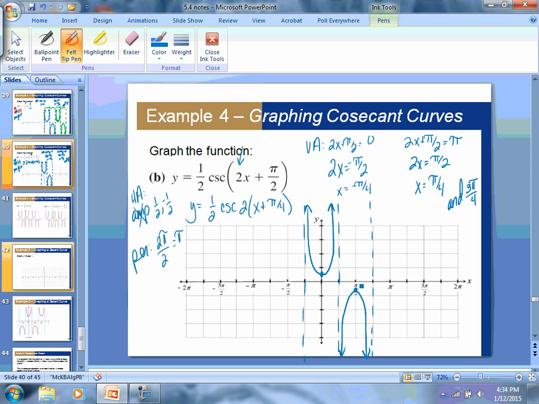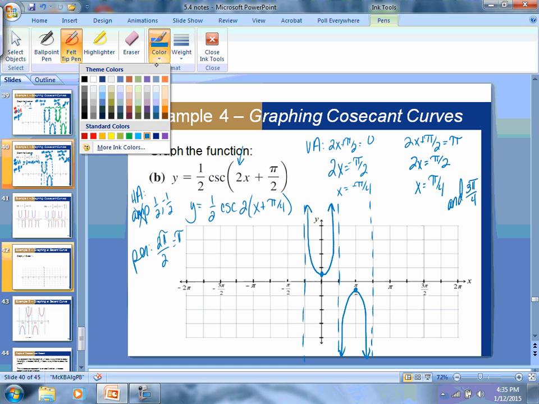Okay. Now again, those points are going to be halfway between my asymptotes. So halfway between negative pi over 4 and pi over 4, that's 0. Hopefully that's easy to figure out. And halfway between pi over 4 and 3 pi over 4, that's pi over 2. It's very easy to visualize on this graph as well. Okay? So that's my first period.